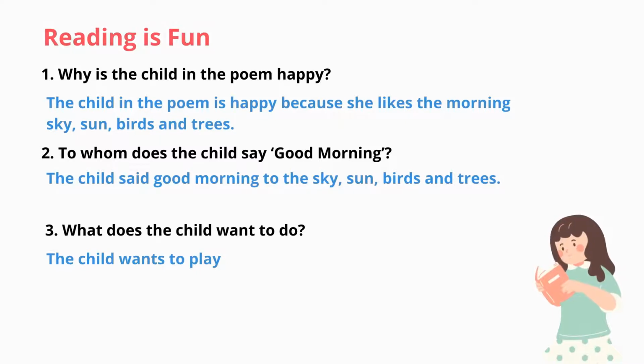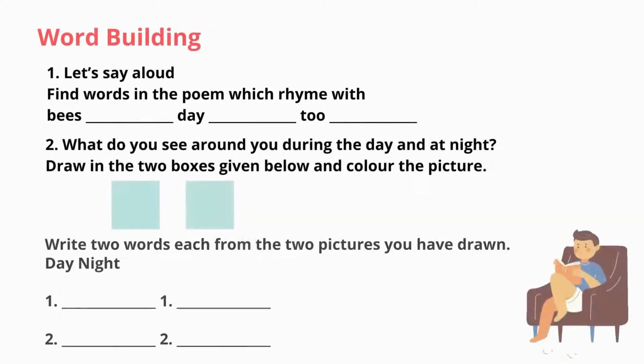So next we will do rhyming words. Word building. Find words in the poem which rhyme with bees, day and to. So kids, rhyming words are those which sound same with the another word.